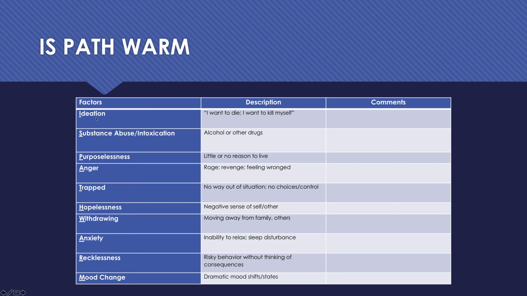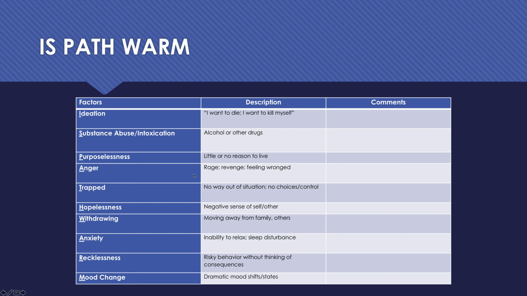And so, do they have ideation? The description is, I want to die, I wish I was dead, I want to kill myself. And then you can write down comments, right? Stated, I wish I was dead. Substance abuse or intoxication, alcohol or other drug history. Purposelessness, so they communicate that they have little or no reason to live, no long-term goals, or maybe they do have a purpose, right? Says they want to take care of their kids.